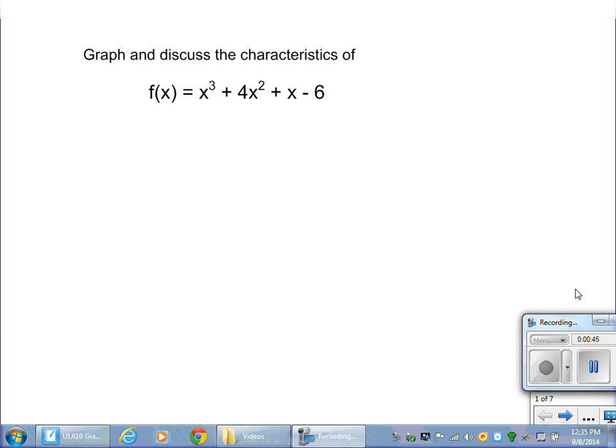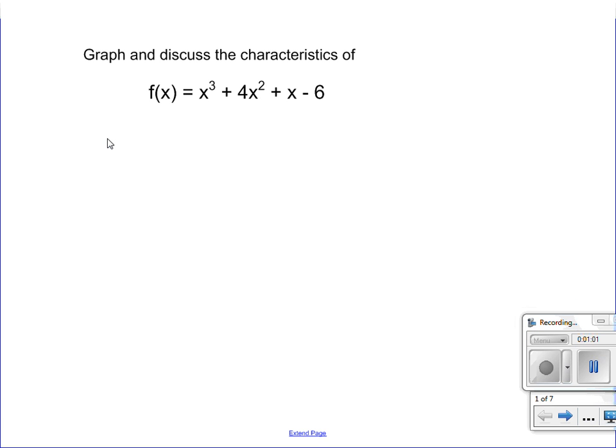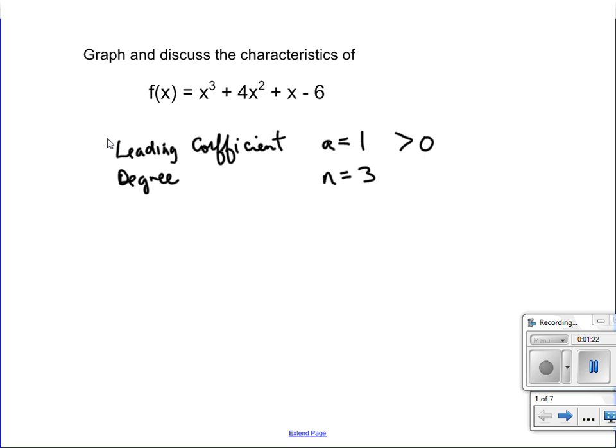If you're asked to graph and discuss the characteristics of a particular function, in this case a cubic function, we attack it by simply looking at the original function on its own. We should be able to, at this stage of the game, recognize that we have a leading coefficient a equals 1, and this is positive. The degree of the polynomial function is n equals 3, so it's a cubic.